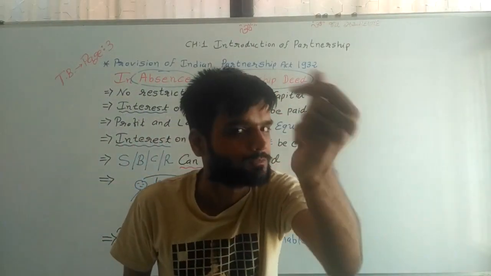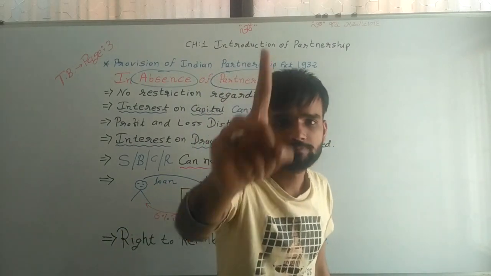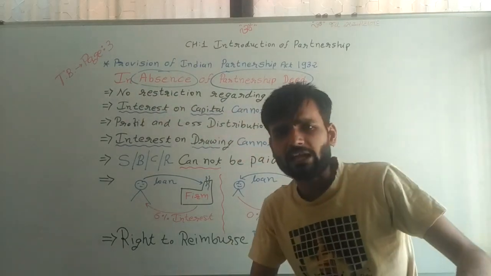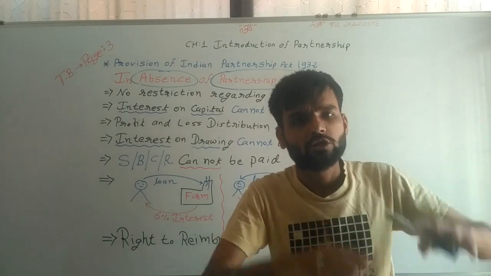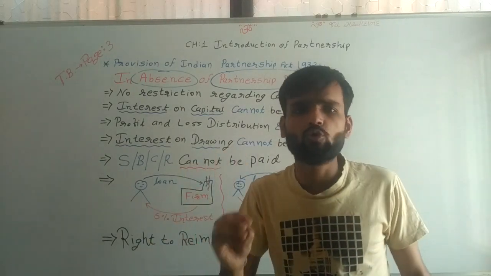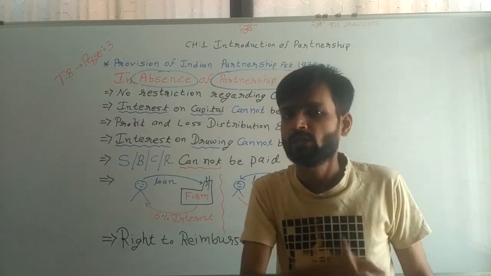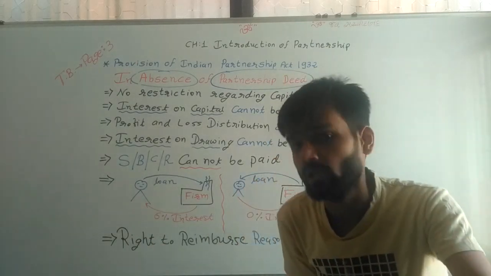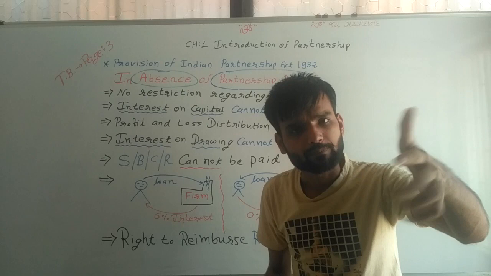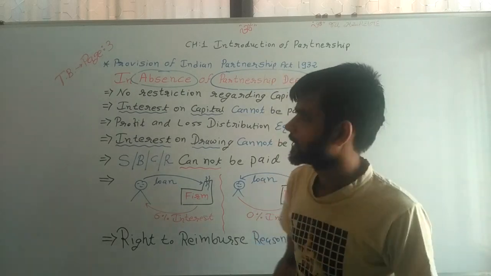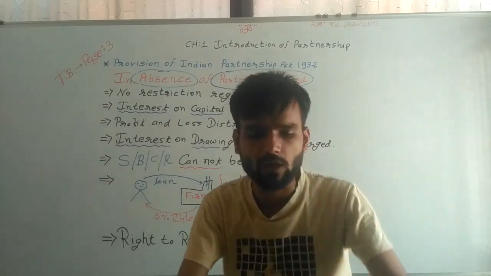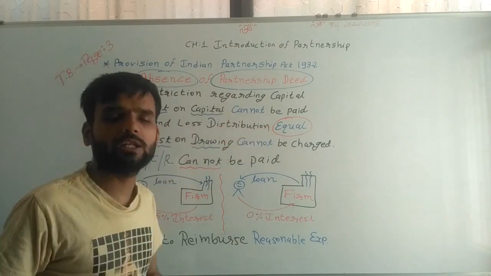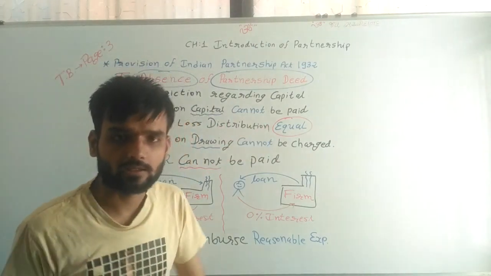So we have seen 3 points. Just understand please. First point is no restriction regarding capital. A partner can invest capital or can manage the business. Second thing, interest on capital is also not paid to the partner. If decided, then we have to pay. If not decided, no need to pay as per the Partnership Act 1932. Third, the profit and loss ratio is in equal proportion. If we have not decided, then profit and loss should be equally distributed among the partners. These are the 3 points.